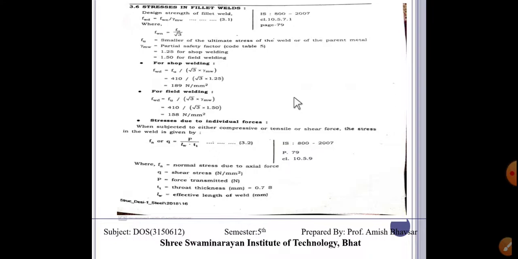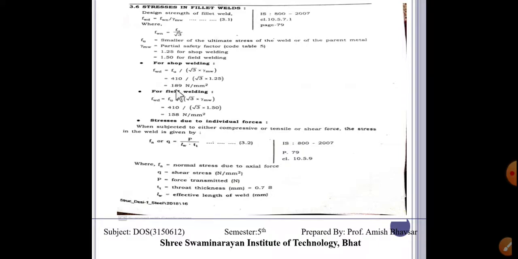Okay. Now, for each and every case, we must find out the length of fillet weld, right? And that welding length must be found using the force and throat thickness. We know about the throat thickness, but what is Q? That Q is the strength of the welding, and that welding strength must be calculated by this equation which is given on page number 79 in IS 800-2007. If we put that value in the code, we get two values of the design strength of the welding. One is for shop welding and another is for field welding.